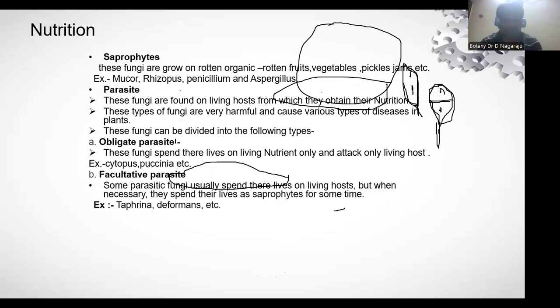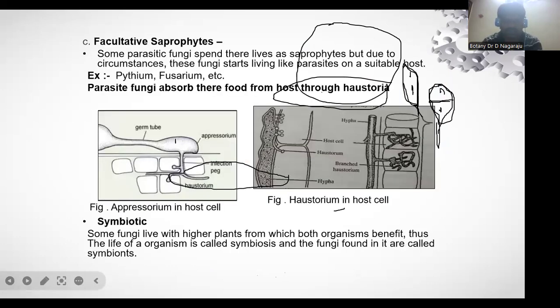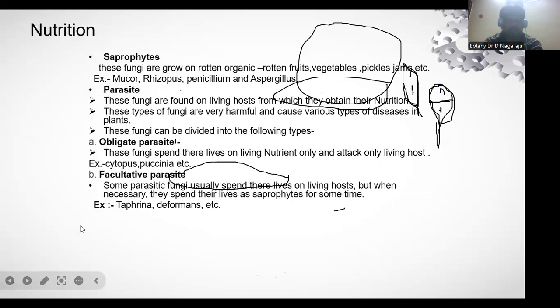Cell wall composition we already studied. Nutrition types we have studied: obligate parasite and facultative parasite. Nutrition we have completed. Facultative saprobes: Pythium, Fusarium. Facultative parasite example also we have studied: Taphrina deformans. Obligate parasites: Puccinia, only as a parasite. Saprobes: Mucor, Rhizopus, Penicillium, Aspergillus. Sometimes Penicillium decomposes meat and bread, it spoils the meat and bread. These are the examples, the types of nutrition we have studied.